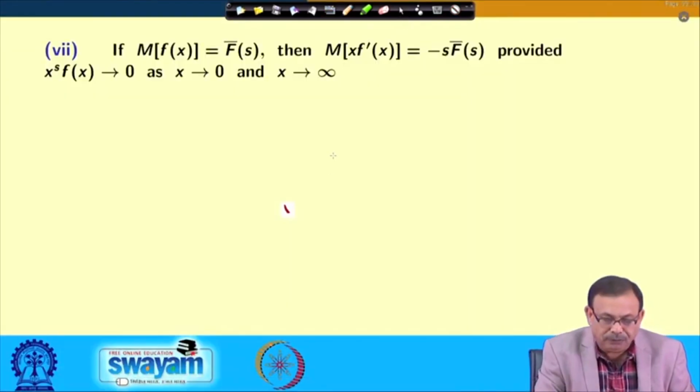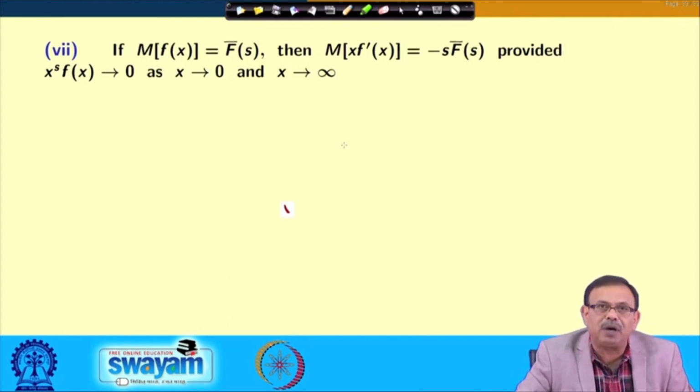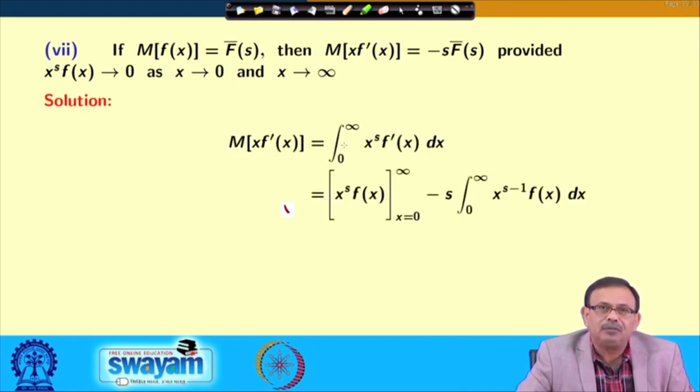So, from here you can tell that I have to prove this: Mellin transform of x f dash x equals minus s F bar s. I am starting with this using integration by parts. The first limiting term will vanish, since x to the power s f x approaches 0 whenever x approaches 0 or infinity, and the second integral is nothing but capital F bar s. So, this completes the proof of this.